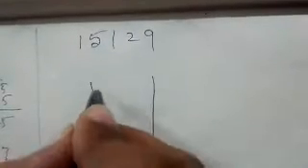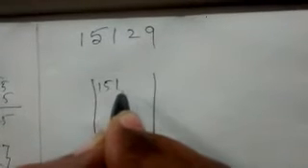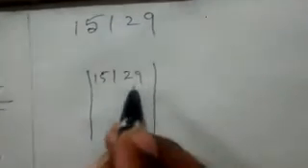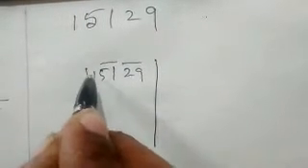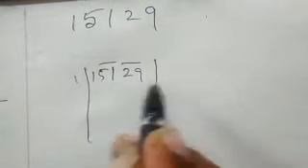Now we are going to do a 5-digit number. Say, for example, 15129. Find the square root. So better to go with the division method. 15129. From the last, you have to take pairs: 29, 51, and the remaining one is 1. So 1 into 1 is 1.